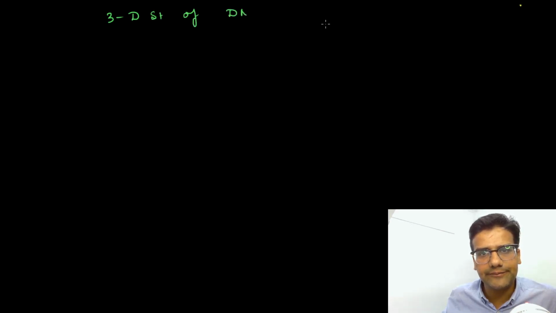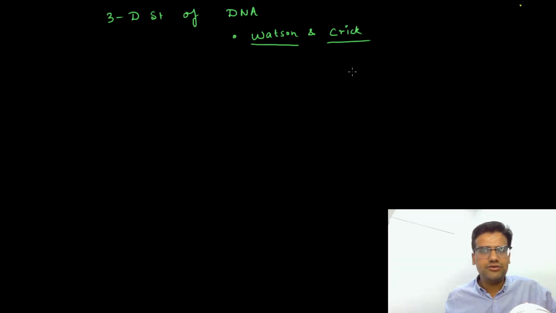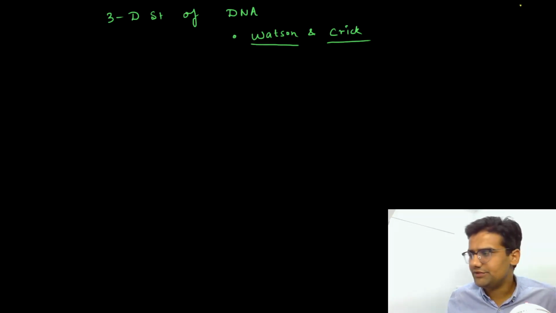Now we will learn the structure of a DNA molecule. So let's start with the three-dimensional structure of DNA. The three-dimensional structure of DNA was basically given by Watson and Crick, and it is based on two things.